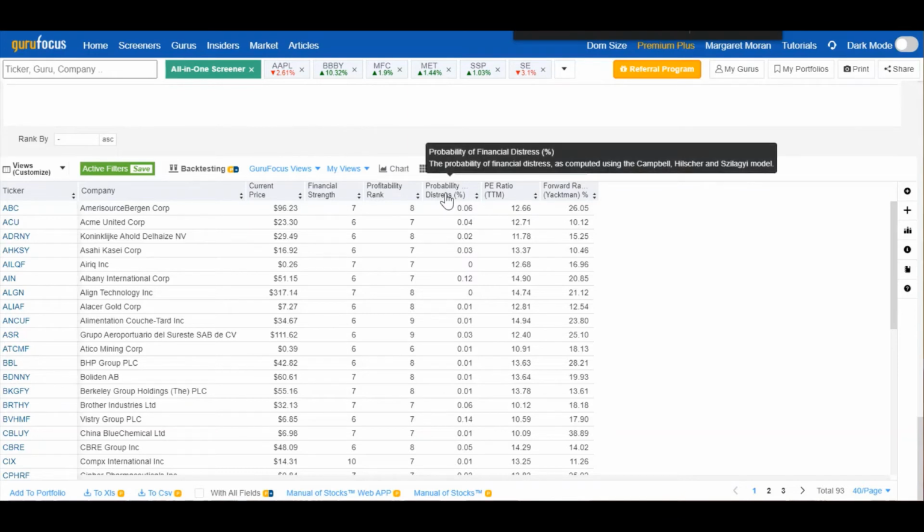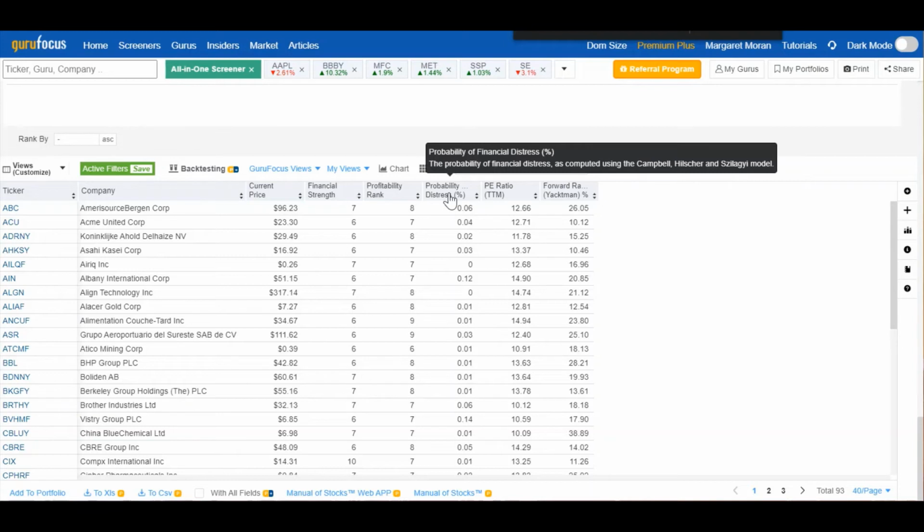Now, you may notice that some of the metrics do not have the blue link at the bottom, such as the probability of financial distress. For these, it is typically either because the metric is mostly self-explanatory, such as the company name or revenue, or because the calculation is simply too long and complex and needs to be explained in historical context and with examples.